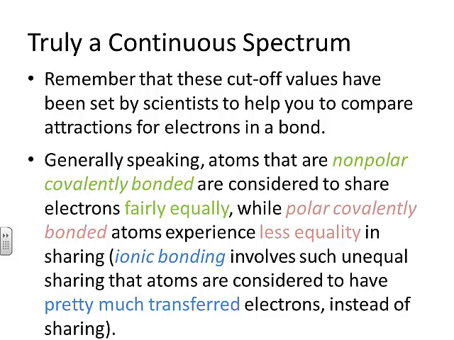So you need to remember that these cutoff values have been set by scientists to help you to compare attractions for electrons in a bond. So generally speaking, atoms that are nonpolar covalently bonded are considered to share electrons fairly equally, while polar covalently bonded atoms experience less equality in sharing. And ionic bonding is the extreme situation. It's such unequal sharing that the atoms are considered to have pretty much just transferred those electrons instead of sharing at all.